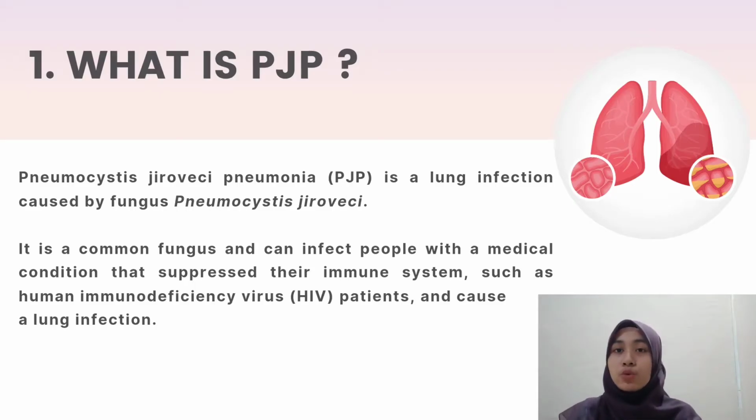Pneumocystis jirovecii pneumonia, or PJP, is a type of pneumonia caused by a fungus named Pneumocystis jirovecii. This fungus is common in the environment and it can infect people who have a weakened immune system due to illness such as HIV, and it can cause lung infection.